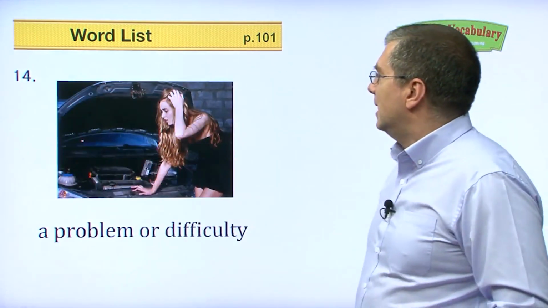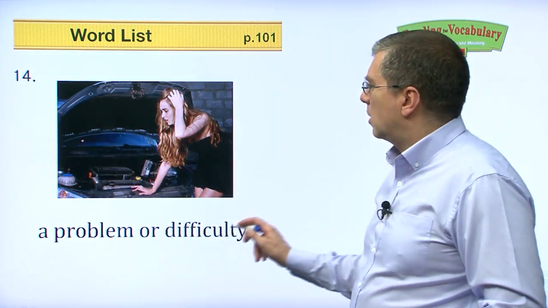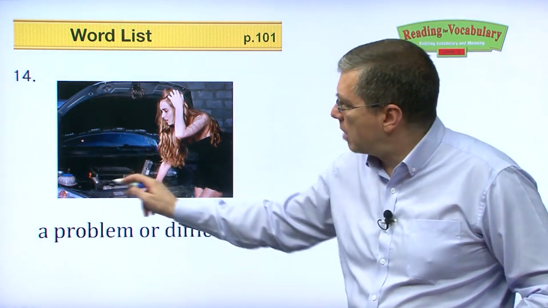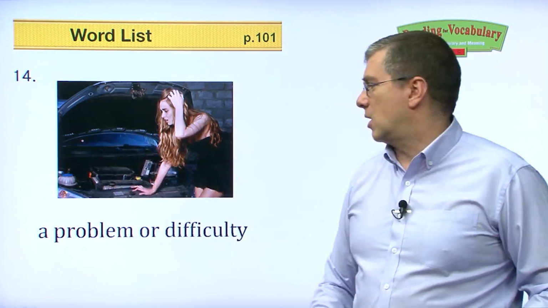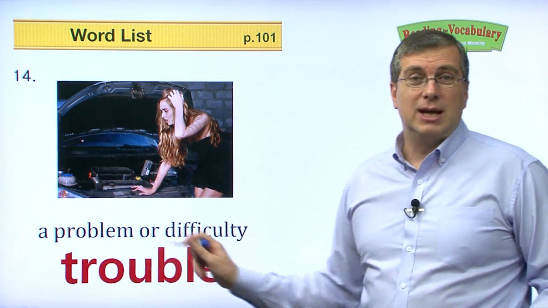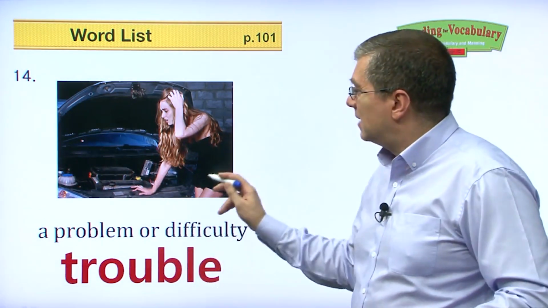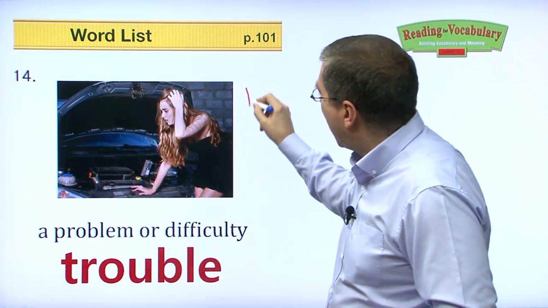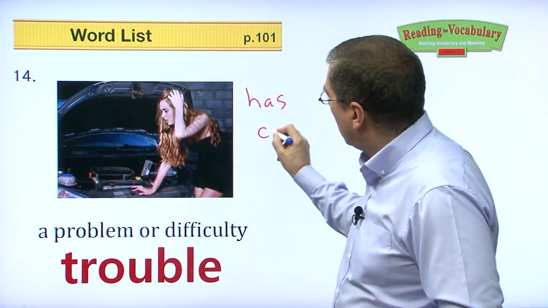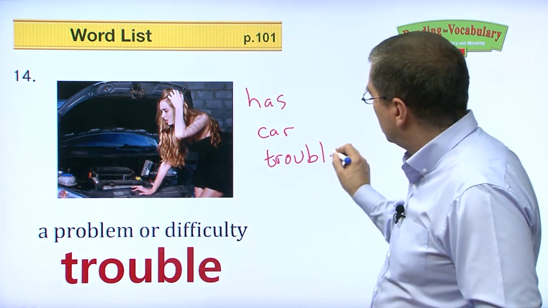Okay. Oh, that's too bad. What happened here? A problem or difficulty, right? There's a problem with the engine in this car. So a problem or difficulty is trouble. Now this is a good picture to show for this word, because in this case we can say she has car trouble.